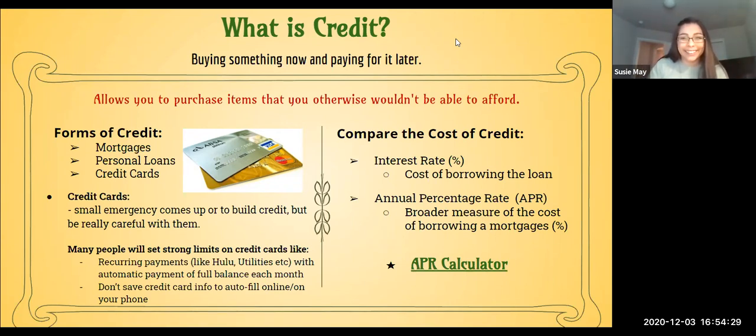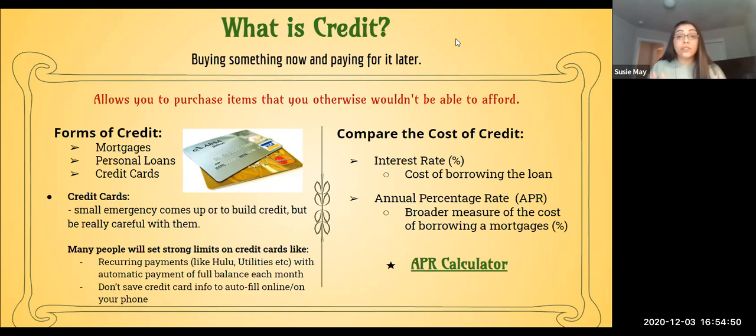All right, so comparing your cost for credit when you're looking to get a credit card or a loan. There's a couple of things you want to look at. You want to look at your interest rate. So this is the cost of borrowing that loan. It's always going to be in a percentage. And then you have your annual percentage rate.